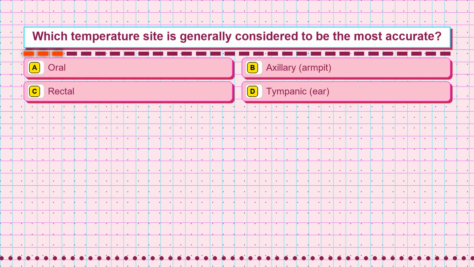Question 7. Which temperature site is generally considered to be the most accurate? Option A. Oral. Option B. Axillary, armpit. Option C. Rectal. Option D. Tympanic, ear.